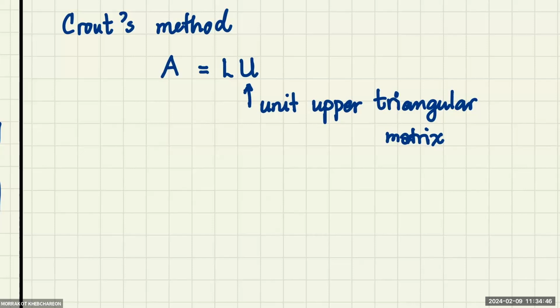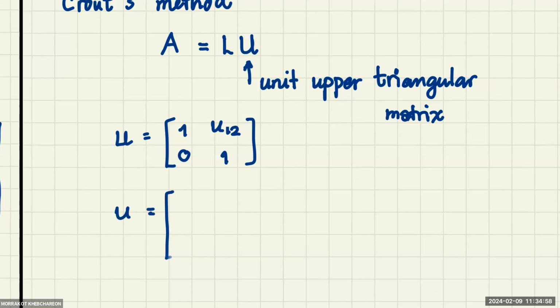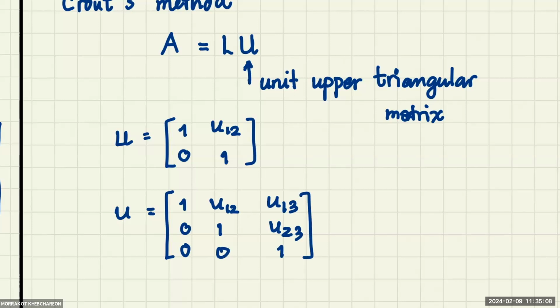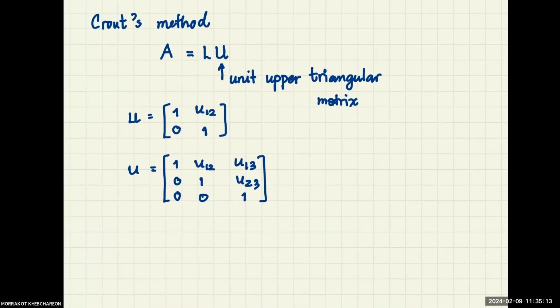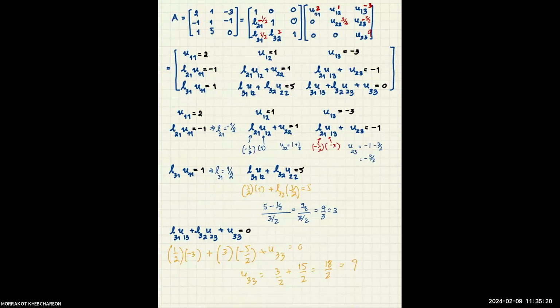So it will look like this: 1, U12, and so on. If it's 3 by 3, you get 1 0 0, U12, U13, 1, U23, 0 1 for 3 by 3, or even for larger. Okay, so for this Crout factorization, let's use the same matrix.